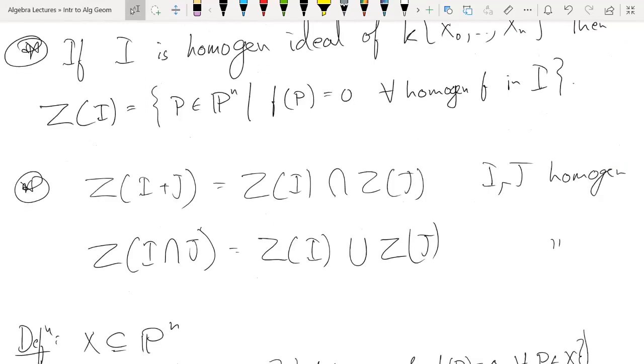I just said this, that if I and J are homogeneous, then the ideal generated by I and J is also homogeneous by definition. And intersections of homogeneous ideals are also homogeneous by the other characterization, if you like. And we also have this identity for Z. Whether you put affine or projective, it holds. Affine we have already seen, and projective is the same proof.